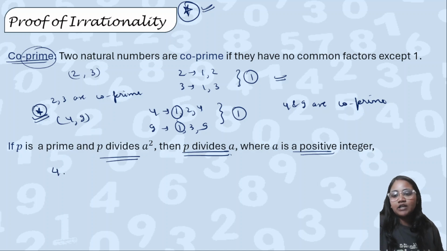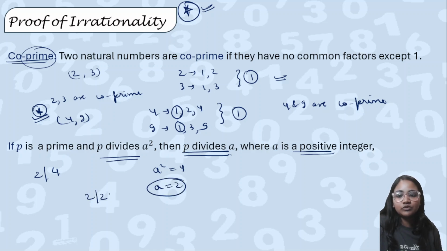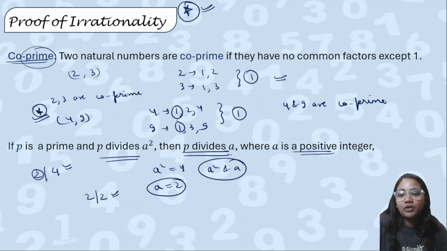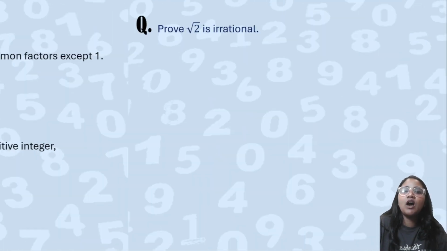It is 4. If 2 divides 4, yes. And what is A here? If you have taken A square as 4, then A we know is 2. So 2 divides 2 also, it is 2, right? So you can see why, because 2 comes in the prime factorization of A square also and A also. The prime we are taking will come in the prime factorization of A square also and A also, and therefore it will divide both A square and A. These two are very important points that we need to keep in mind while we are doing the proof of irrationality. Let's see now how do we proceed.